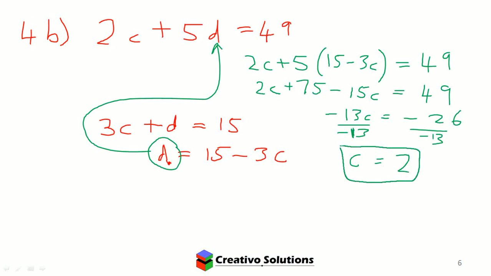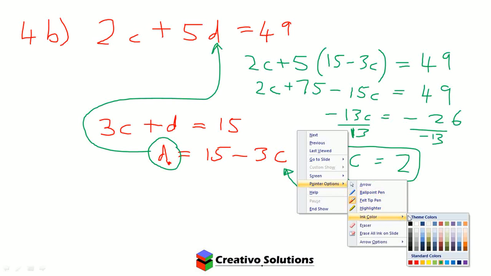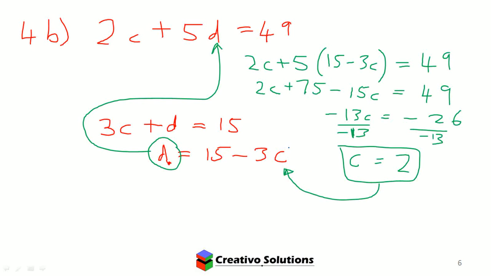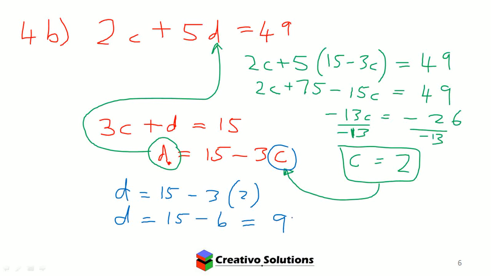So now I know that c is positive 2. Once I know what c is, I can substitute c into that equation. Because I know what the value of c is, I can then substitute. So then I'm going to have d equal to 15 minus 3 brackets times 2. d is equal to 15 minus 6. 15 minus 6 is 9. And d would therefore be 9.